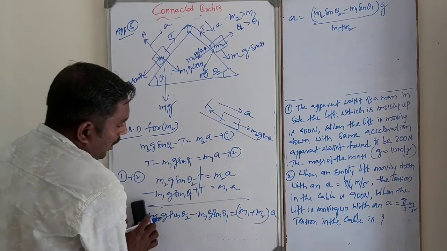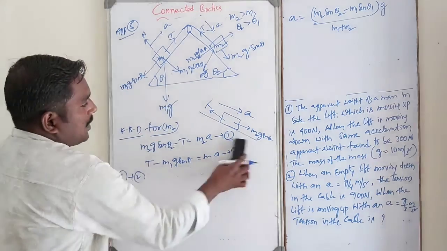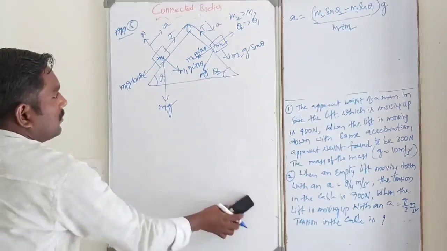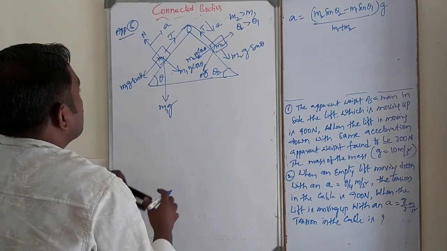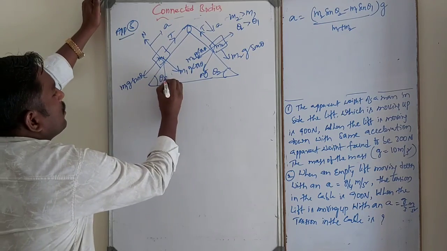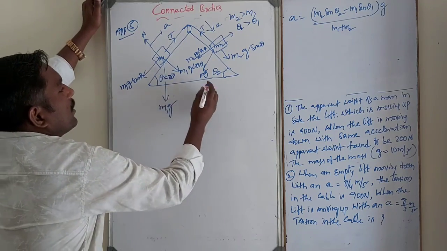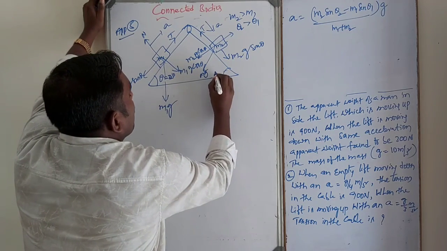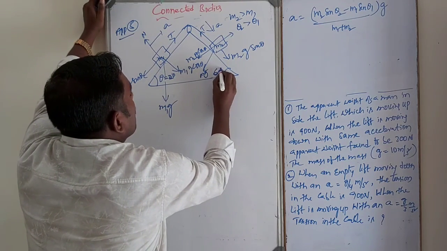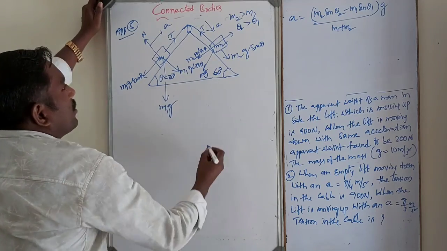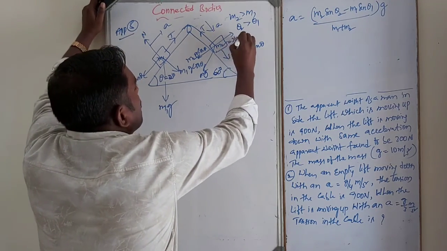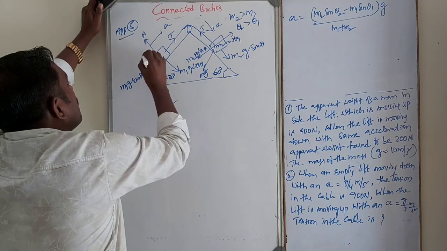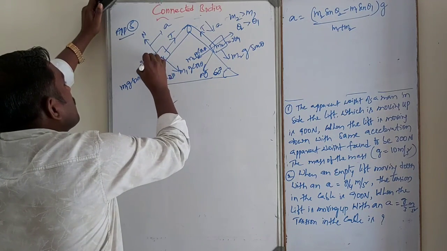So I will go for one problem about this concept. So for example, theta 1 is equal to 30 degree, theta 2 is equal to 45 degree, suppose 45 degree or 60 degree. So m2 is equal to 3 kg, m1 is equal to 2 kg, like this. m1 is equal to what? 2 kg mass body.